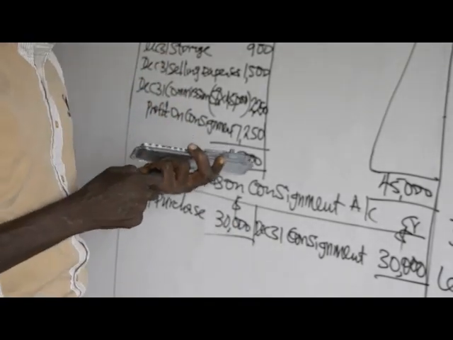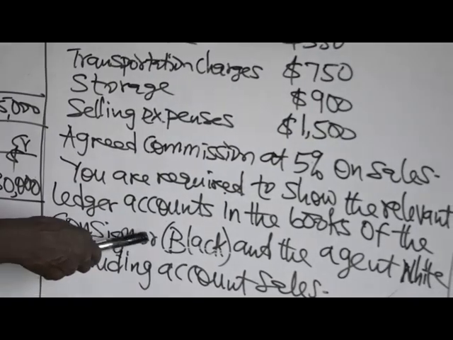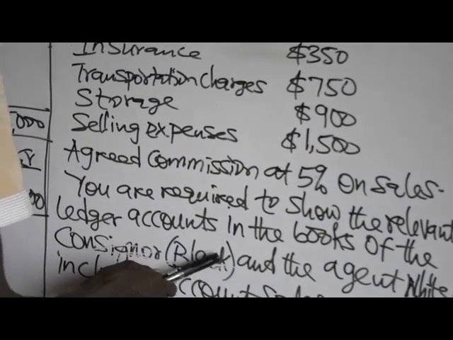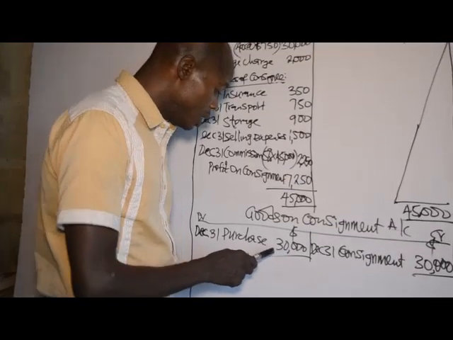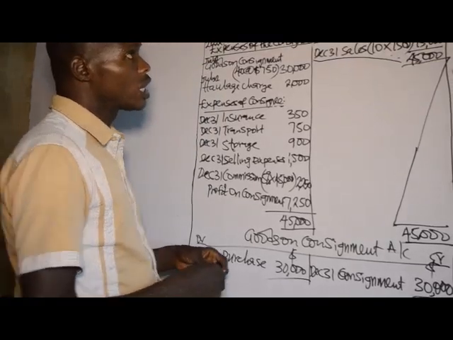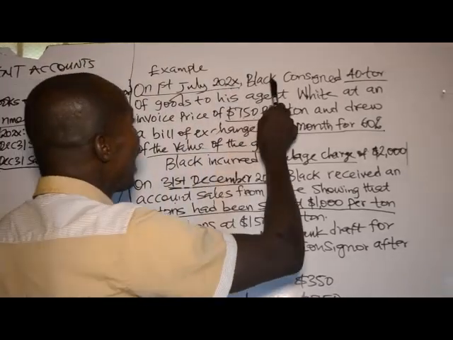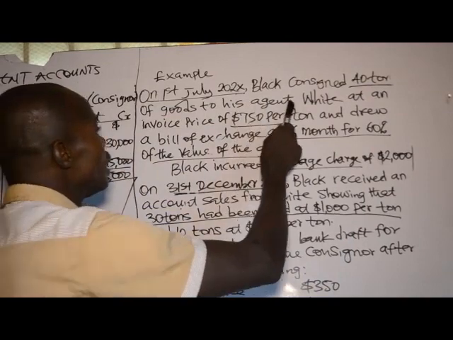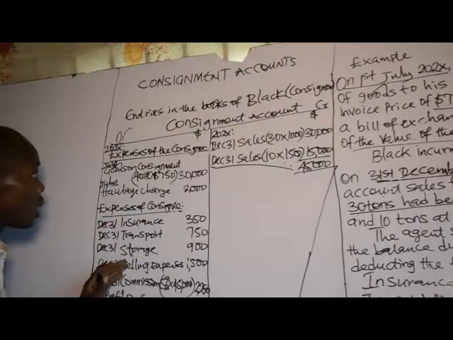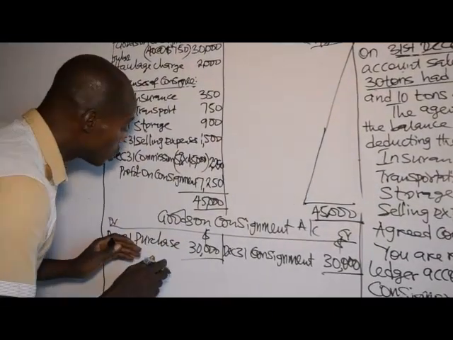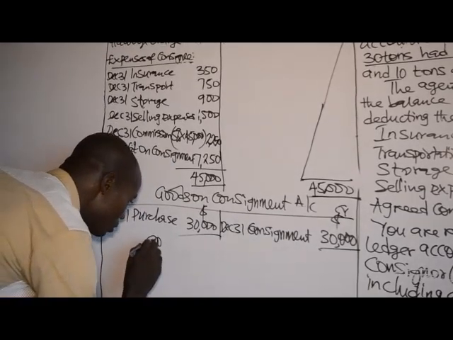Now, you have to open the necessary ledger in the books of Black. Remember, Black is the consignor. And in the books of the consignor, you will need to open the consignee account. Who is the consignee? Back to the question, we were told that on 1st July 2012, Black consigned 40 tons of goods to his agent, White. The consignee is White. The consignee account will be opened in the books of the consignor. Now let's open the consignee account, that is White account.